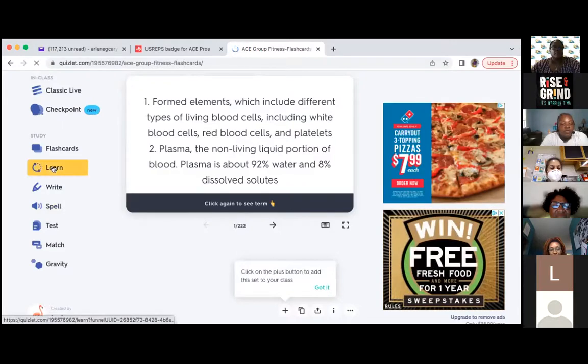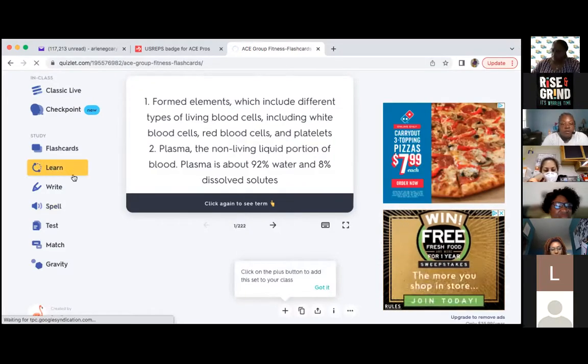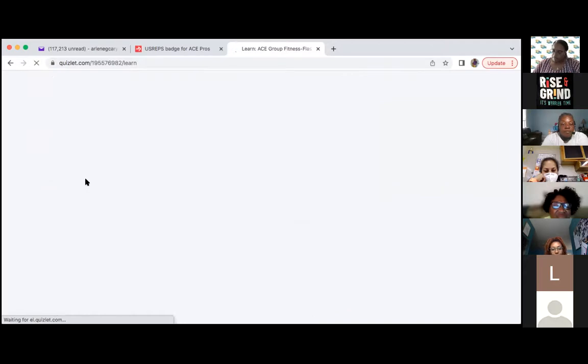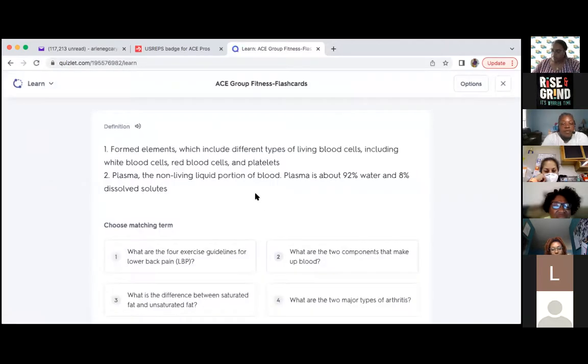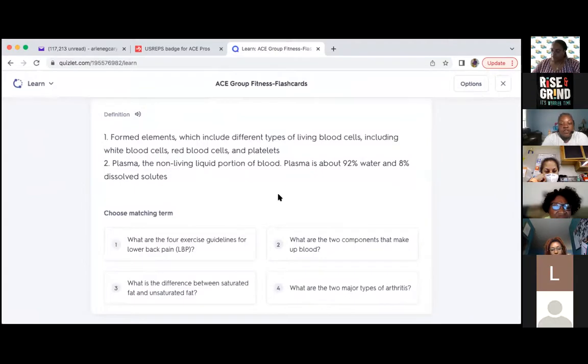I like to use the Learn. So it will give you a definition, and then you could see the questions and see the answers. So, formed elements, which include different types of living blood cells, including white blood cells, red blood cells, and platelets. Plasma, the non-living portion of blood. Plasma is about 92% water and 8% dissolved solutes. So from what I can remember, 2 components that make up blood, boom.